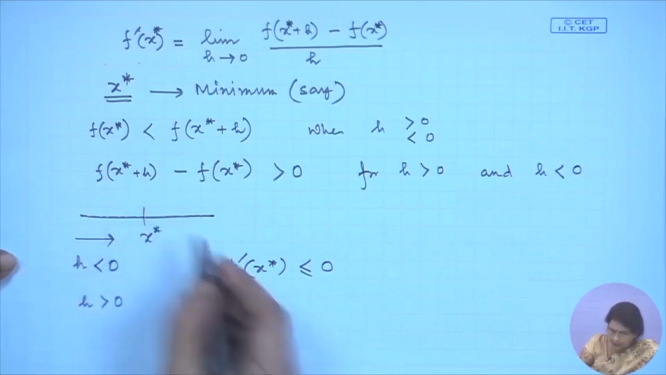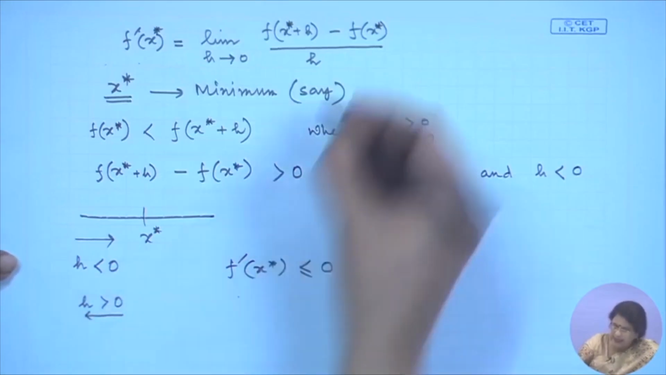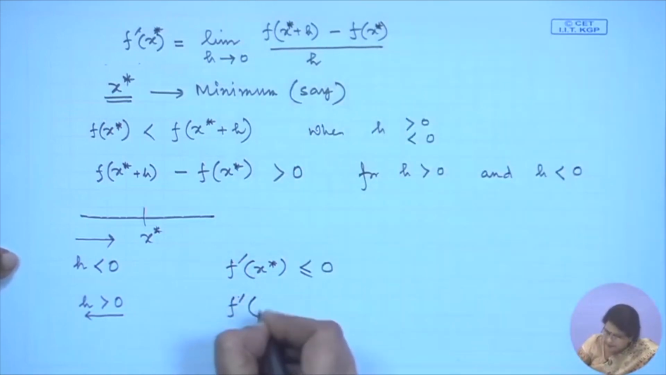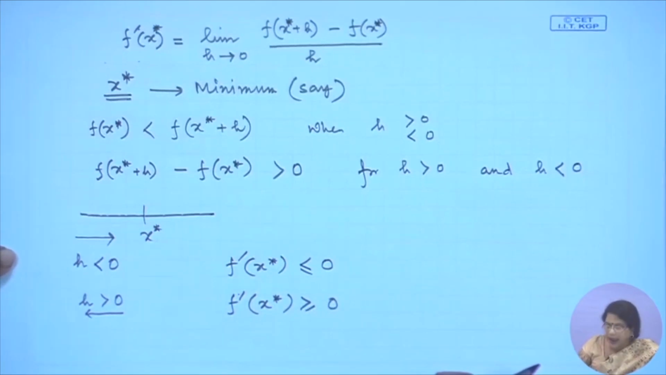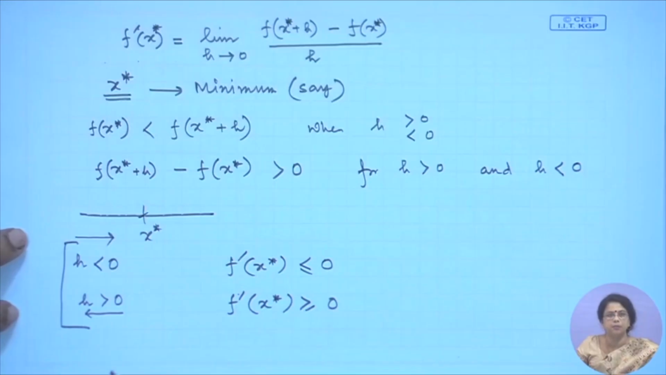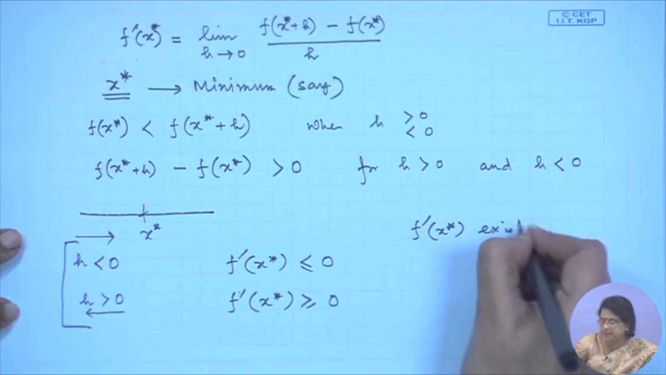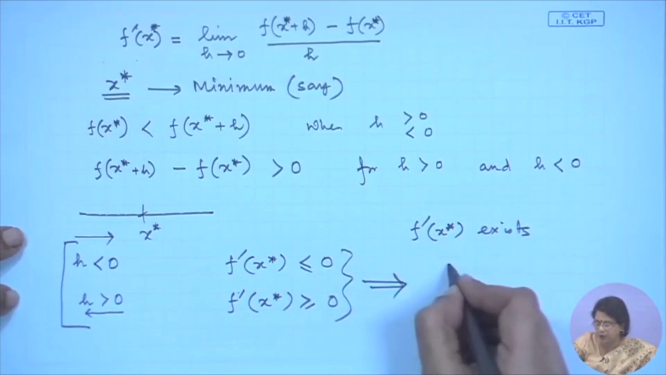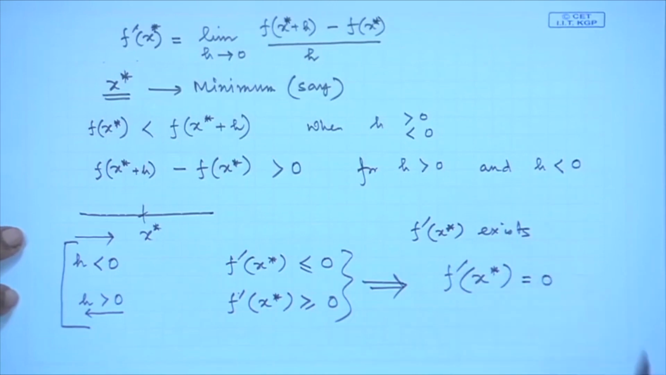If I approach that, what is happening? We are coming from the right to x star. Then the numerator is positive and h is positive. That means this is greater than or equal to 0. And you see, both cannot happen together at the point x star, because we have assumed that f prime x star exists. Then what is the only possibility from these two combinations? We are getting only one option: f prime x star must be equal to 0.